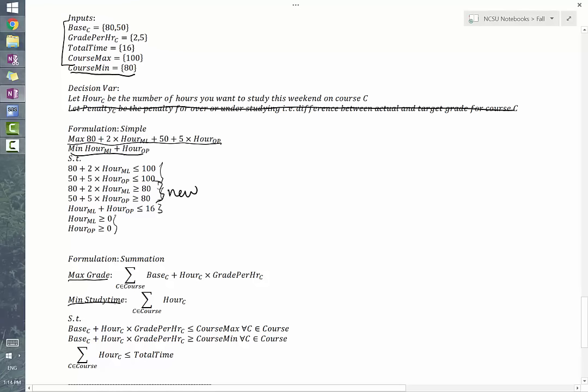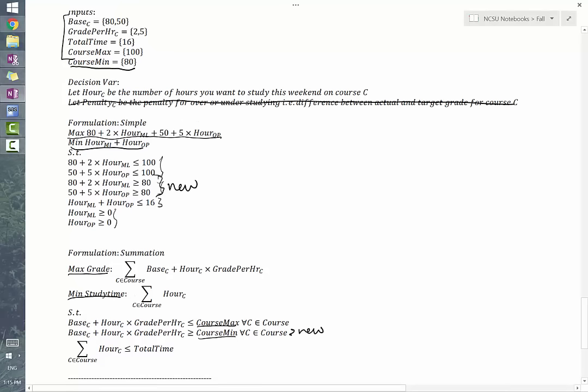And in summation formulation, we have two objectives, maximizing grade and minimizing study time. Grades calculated by this formula here, and study time calculated by this formula here. And we want our grades to be less or equal to the course max, as usual, but also greater or equal to course min for every single course. So this is new, and this is new.